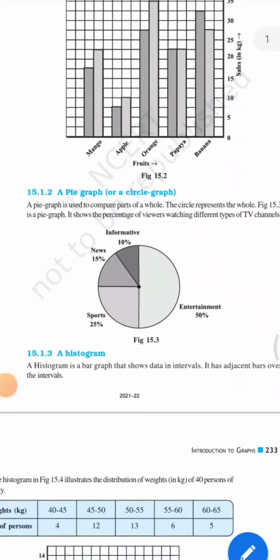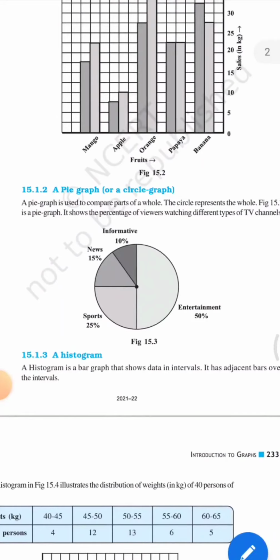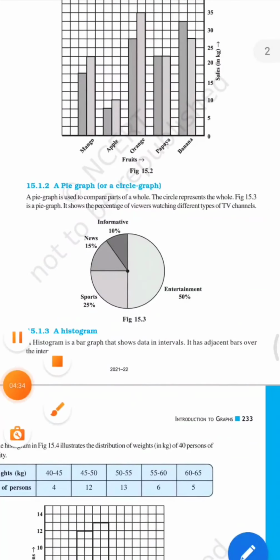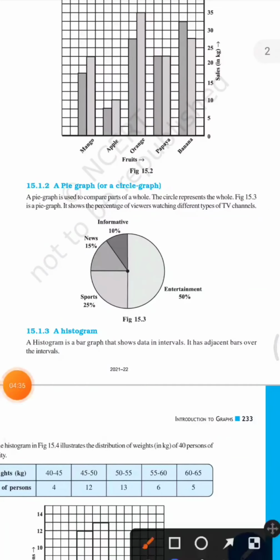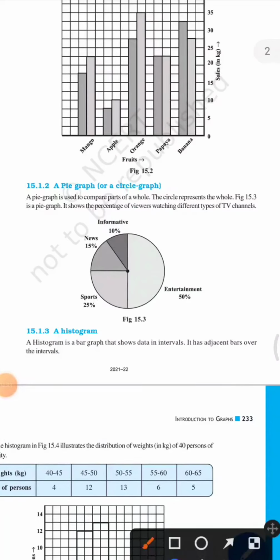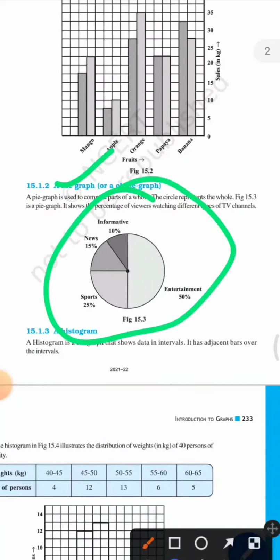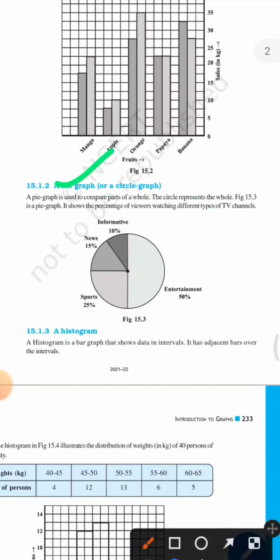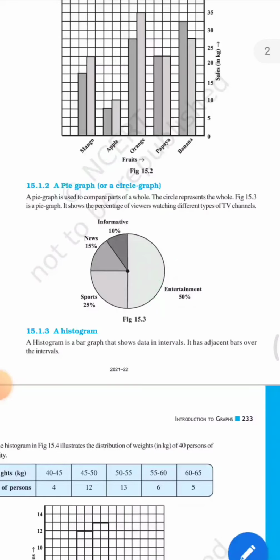Okay, the next topic is a pie graph. Okay, a pie graph, what is a pie graph? See here, a pie graph belongs to the whole circle. Okay, here a circle is given. So in this circle all the above data are given here. So you can see entertainment 50%. So what kind of data is shown here? Read this article first.